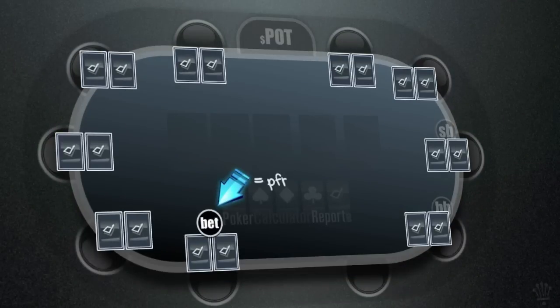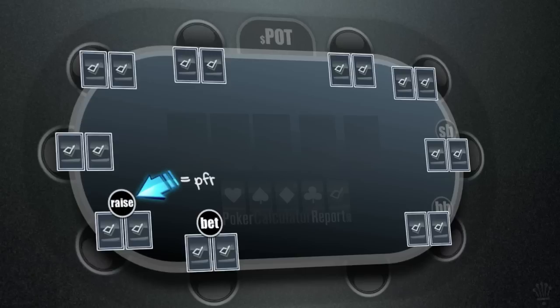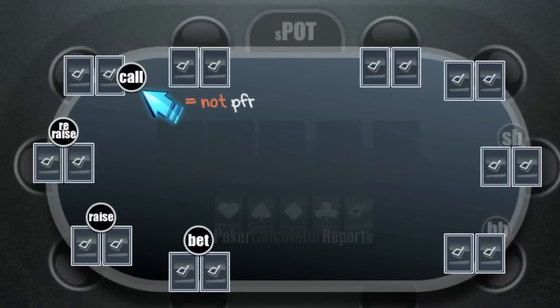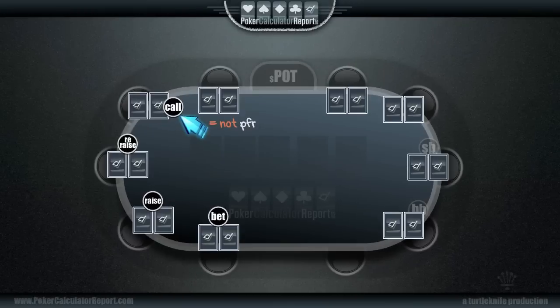For now, let's clarify that pre-flop raising is when a player raises before the flop. That could mean a raise or a re-raise. It does not mean calling, even if a player has called a raise, like in this case. Any flat call would simply be added to his VPIP stat.